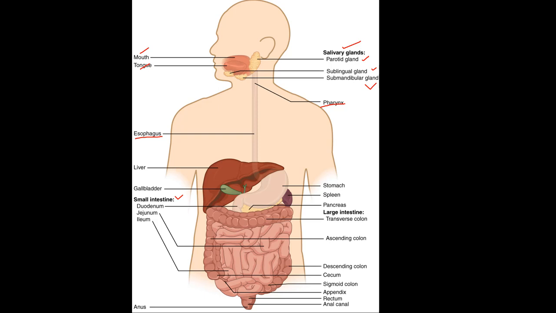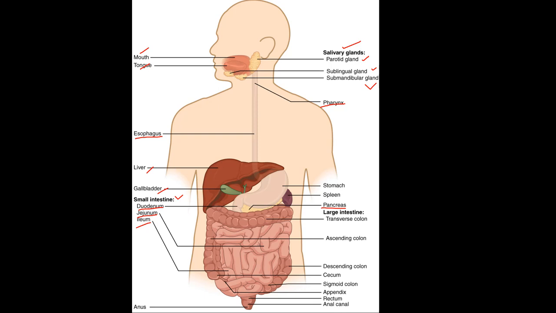The small intestine is divided into the duodenum, the first part, the jejunum, the second part, and the ileum, the third part. Here you have to understand that there are three more organs: the liver and gallbladder, which work in a closely connected manner, and then the pancreas. These organs pour their secretions, the enzymes or other components, into the duodenum, and that helps in digestion of the food particles. From there, the food moves on.